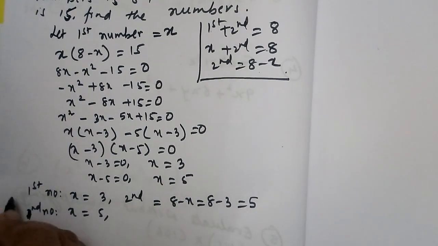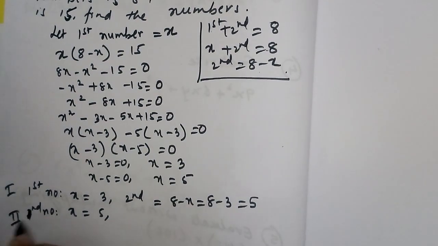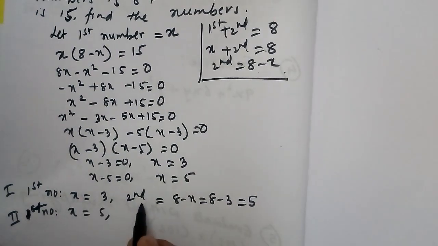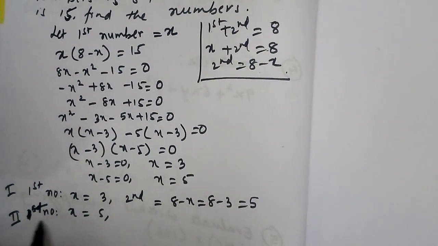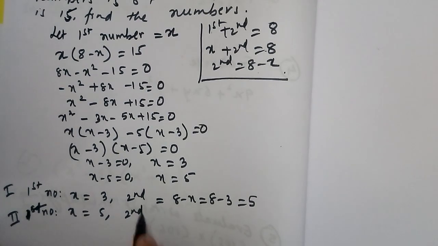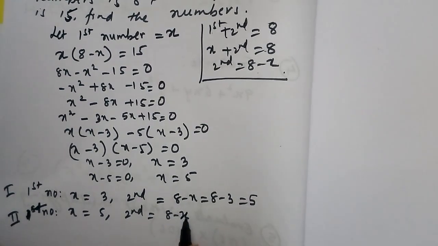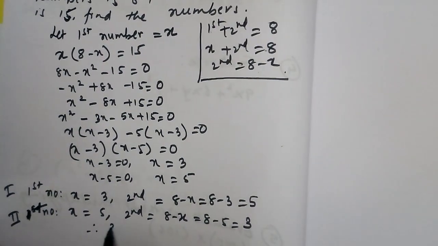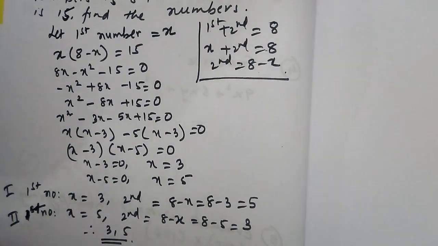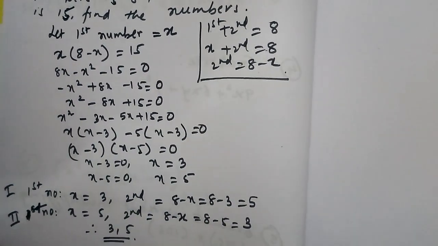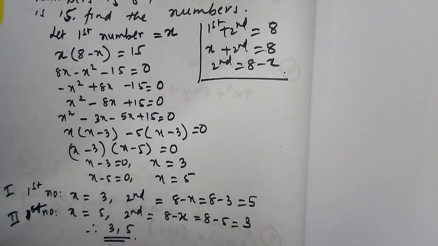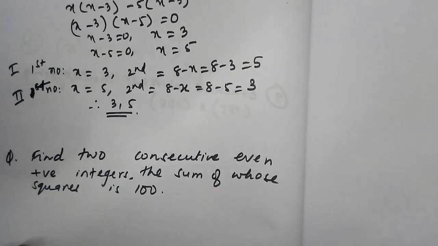The next is case 2. This is case 1. This is case 2. So case 1 is when first number is x equal to 3, I get my second number as 5. Case 2 is first number equal to 5. So my second number becomes 8 minus x, that is 8 minus 5 equal to 3. So therefore the numbers are 3 and 5. I have shown two cases over here. Both these cases have to be shown and justified. This carries marks.